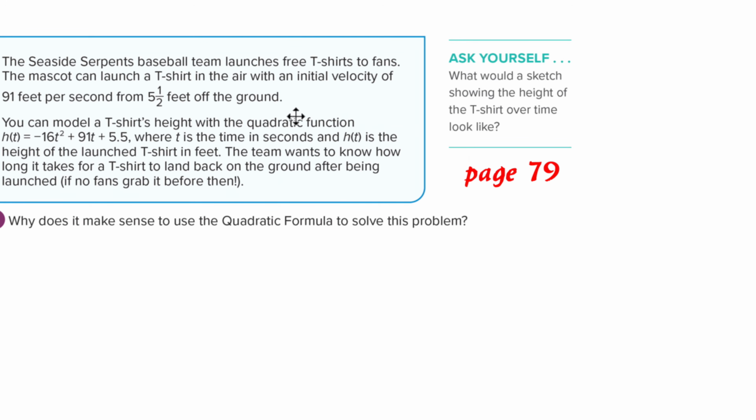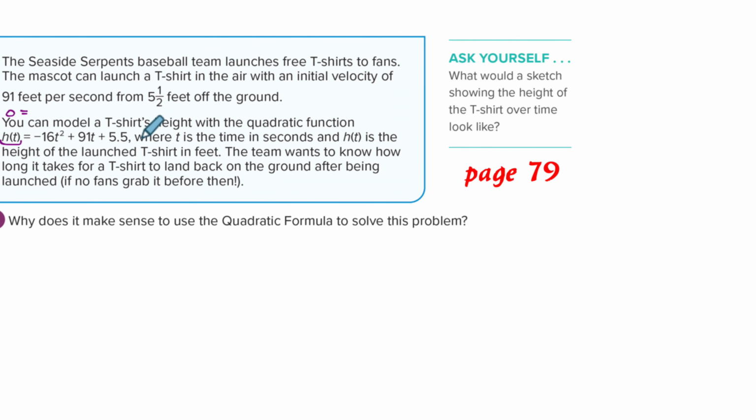They always have to be set equal to 0. And I just thought about that. But why does it make sense to use the quadratic formula to solve this equation? The team wants to know how long it takes for the t-shirt to land back on the ground. Well, landing on the ground means the height of the t-shirt would be 0. And so this would be set equal to 0. That's what made me think of that. So 0 is going to equal the rest of this equation.